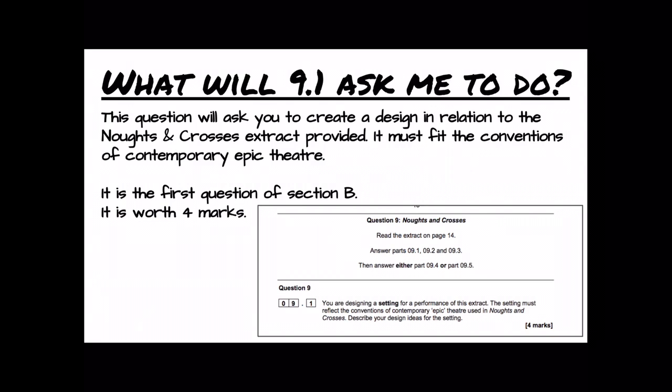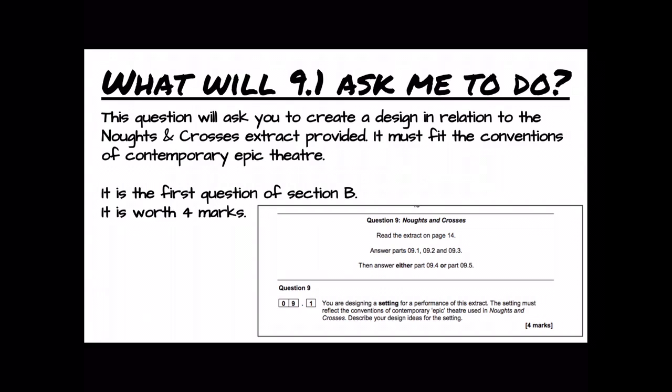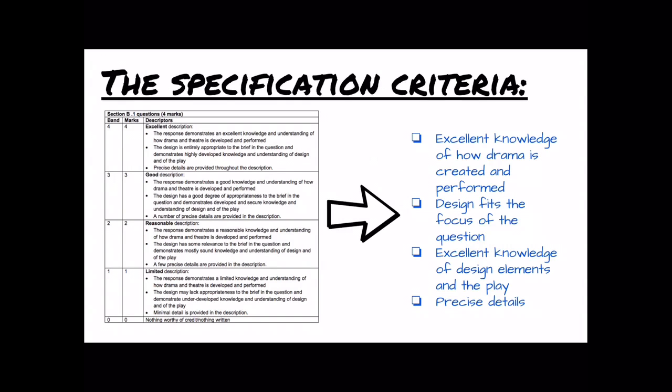What I've done is I've put up an example of a question that you might get. It says you are designing a setting for a performance of this extract. The setting must reflect the conventions of contemporary epic theatre used in Noughts and Crosses, describing your design ideas for the setting. If we look at the specification criteria for this question out of 4 marks, it goes through each band and the descriptors.